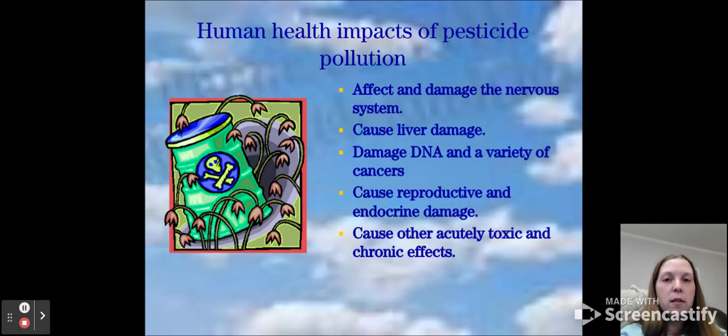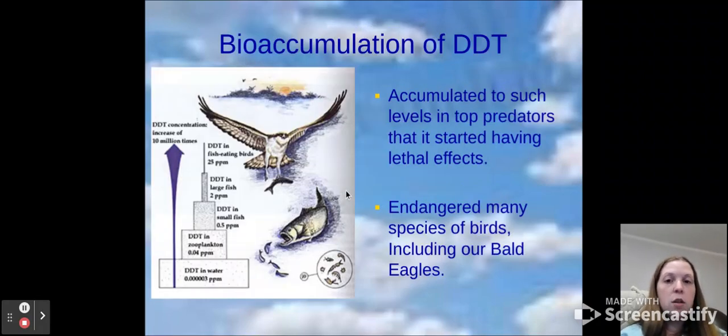So some impacts on human health from pesticide pollution. It can affect and damage the nervous system, cause liver damage, damage your DNA, and cause a variety of cancers, cause reproductive and endocrine damage, and it can also cause acutely toxic or chronic effects. So bioaccumulation with DDT. This accumulated to such levels in top predators that it started having lethal effects and endangered many species of birds, including the bald eagle.